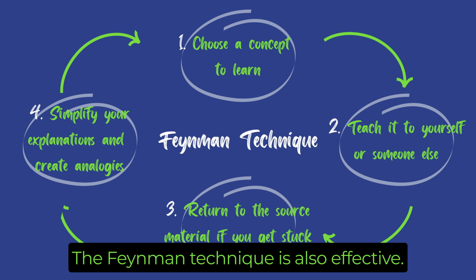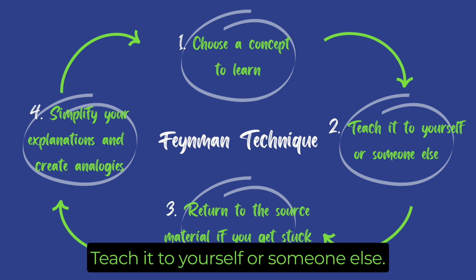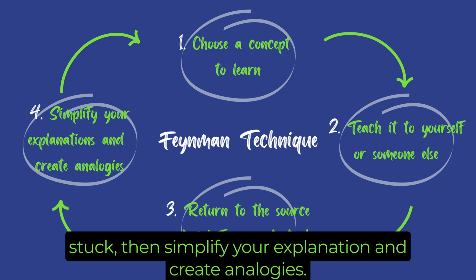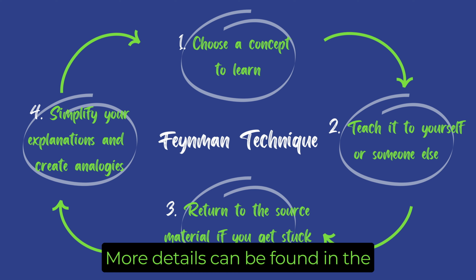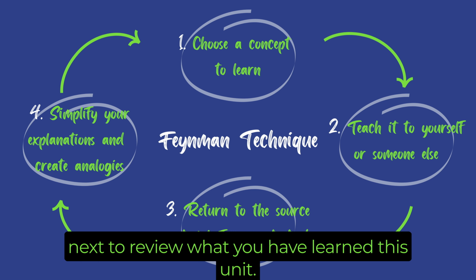The Feynman technique is also effective. Using this strategy, choose a concept to learn, teach it to yourself or someone else, return to the source material if you get stuck, then simplify your explanation and create analogies. More details can be found in the reading material, where you should turn to next to review what you have learned this unit.